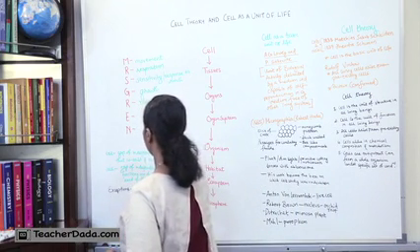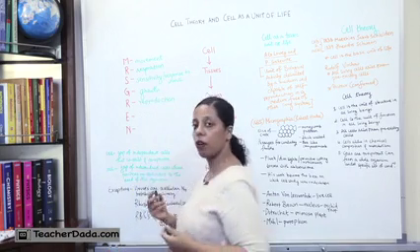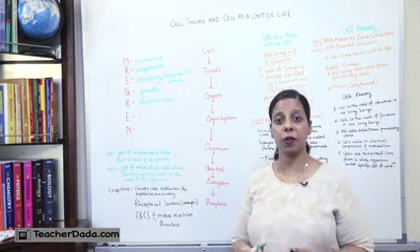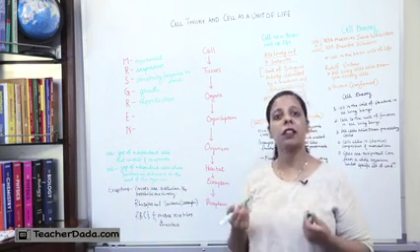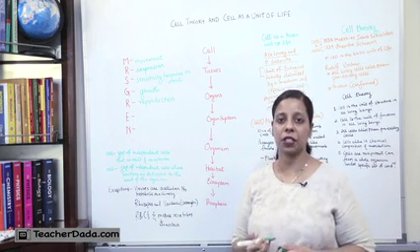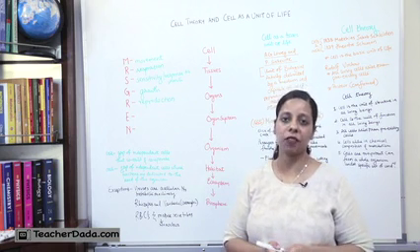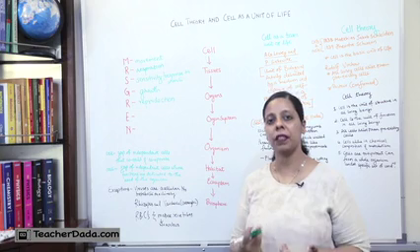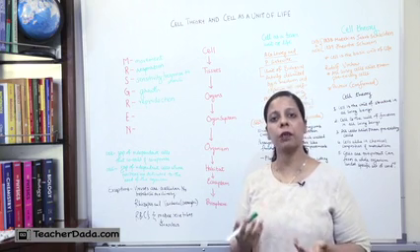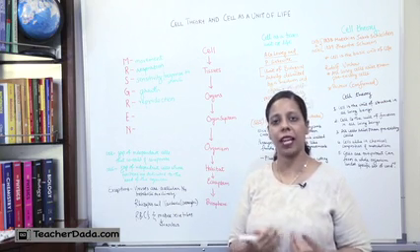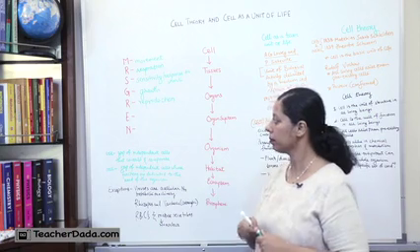Reproduction. All living things must reproduce. This is because they need to continue their species. So, a cat will give birth to a kitten, a hen will give birth to a chick, a human being will give birth to a baby, a lion will give birth to a cub.